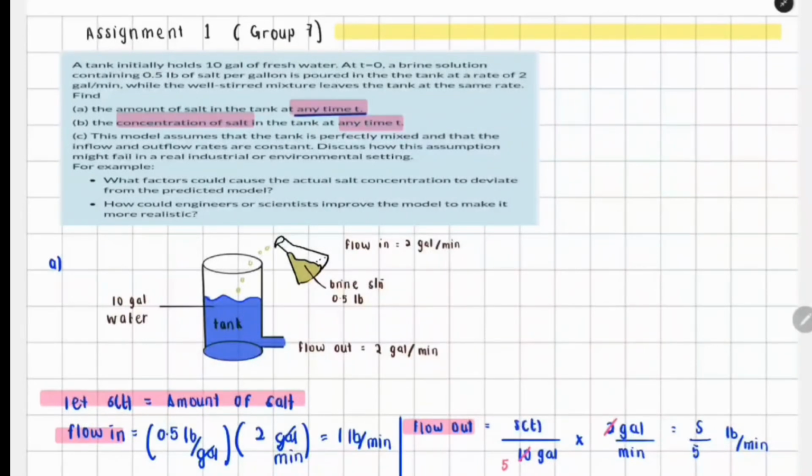Question given: a tank initially holds 10 gallons of fresh water. At t equals 0, a brine solution containing 0.5 pound of salt per gallon is poured into the tank at a rate of 2 gallons per minute.